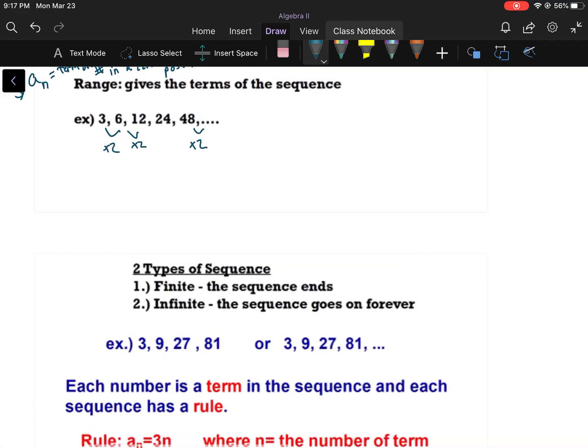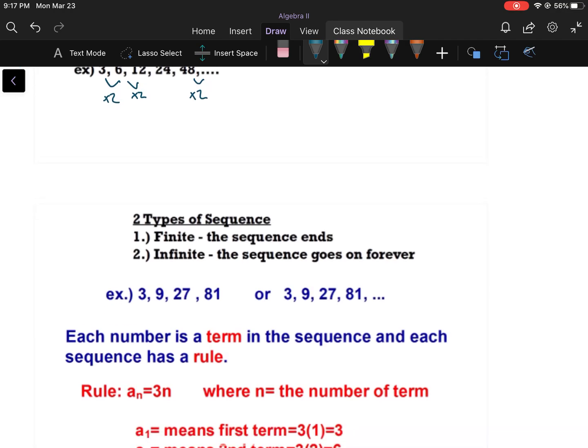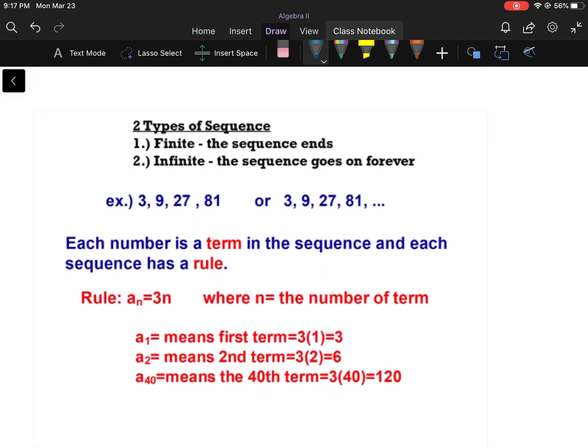Now, here are two possibilities. It could either be finite, so that it ends, or it could be infinite. It could go on forever. We're basically going to talk about finite ones, even though we're going to kind of stop it. But here's what I mean by a rule.